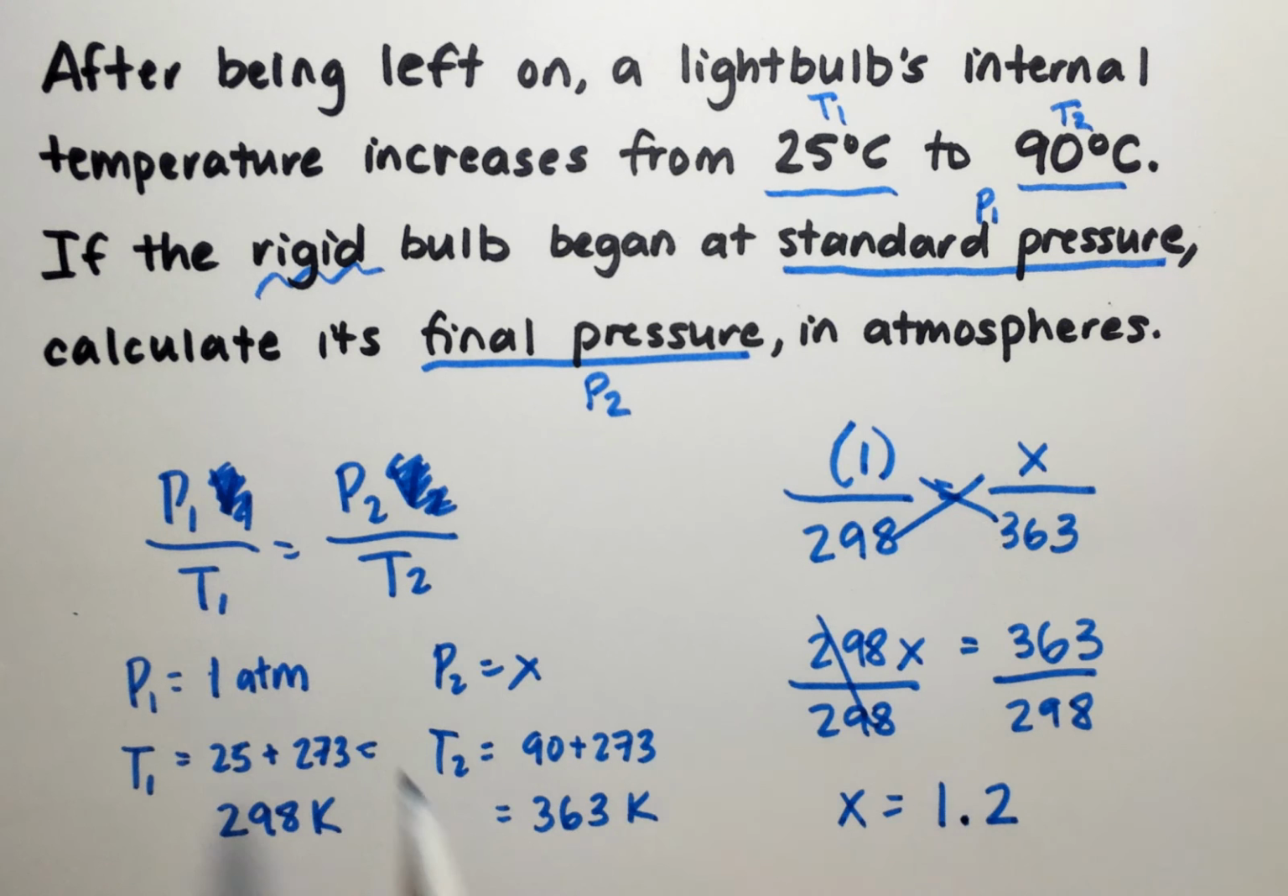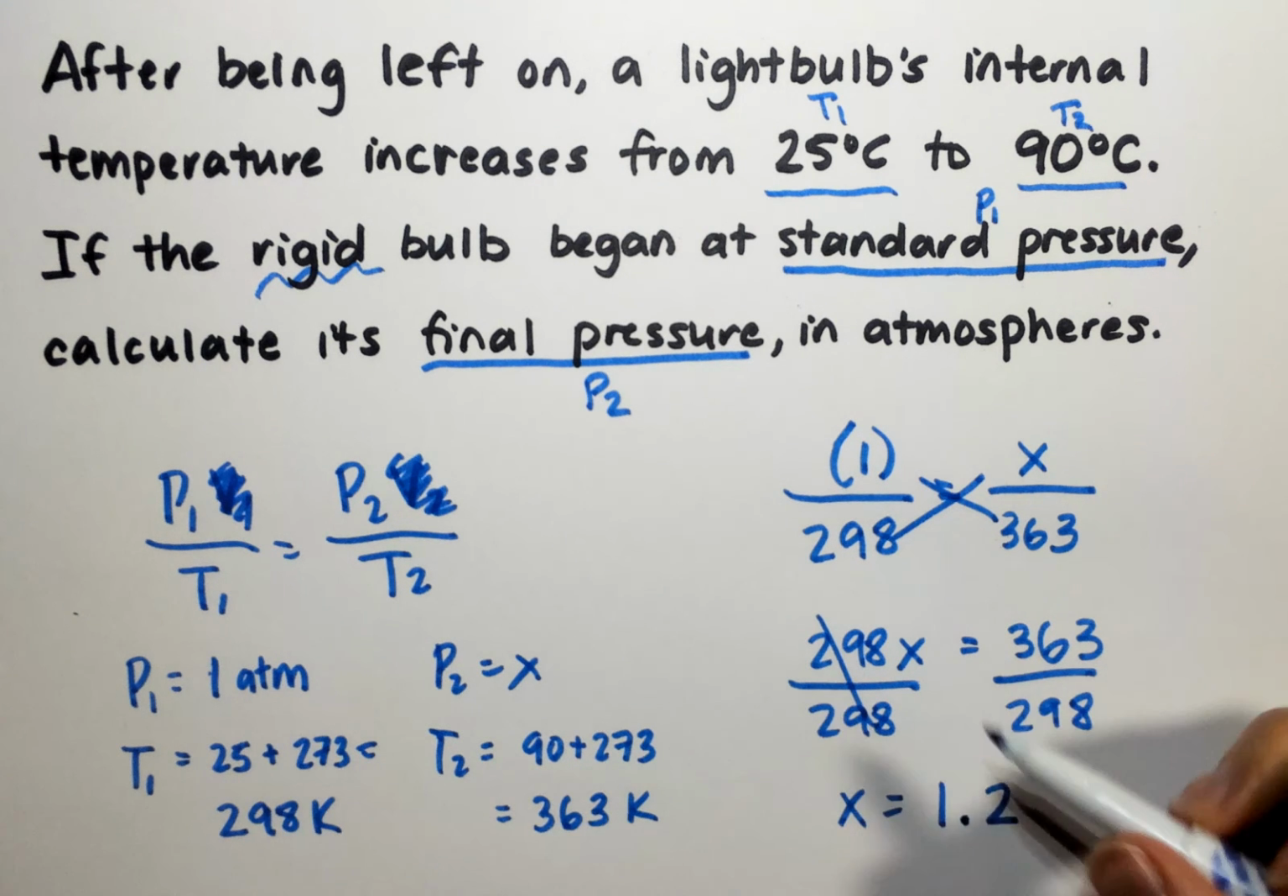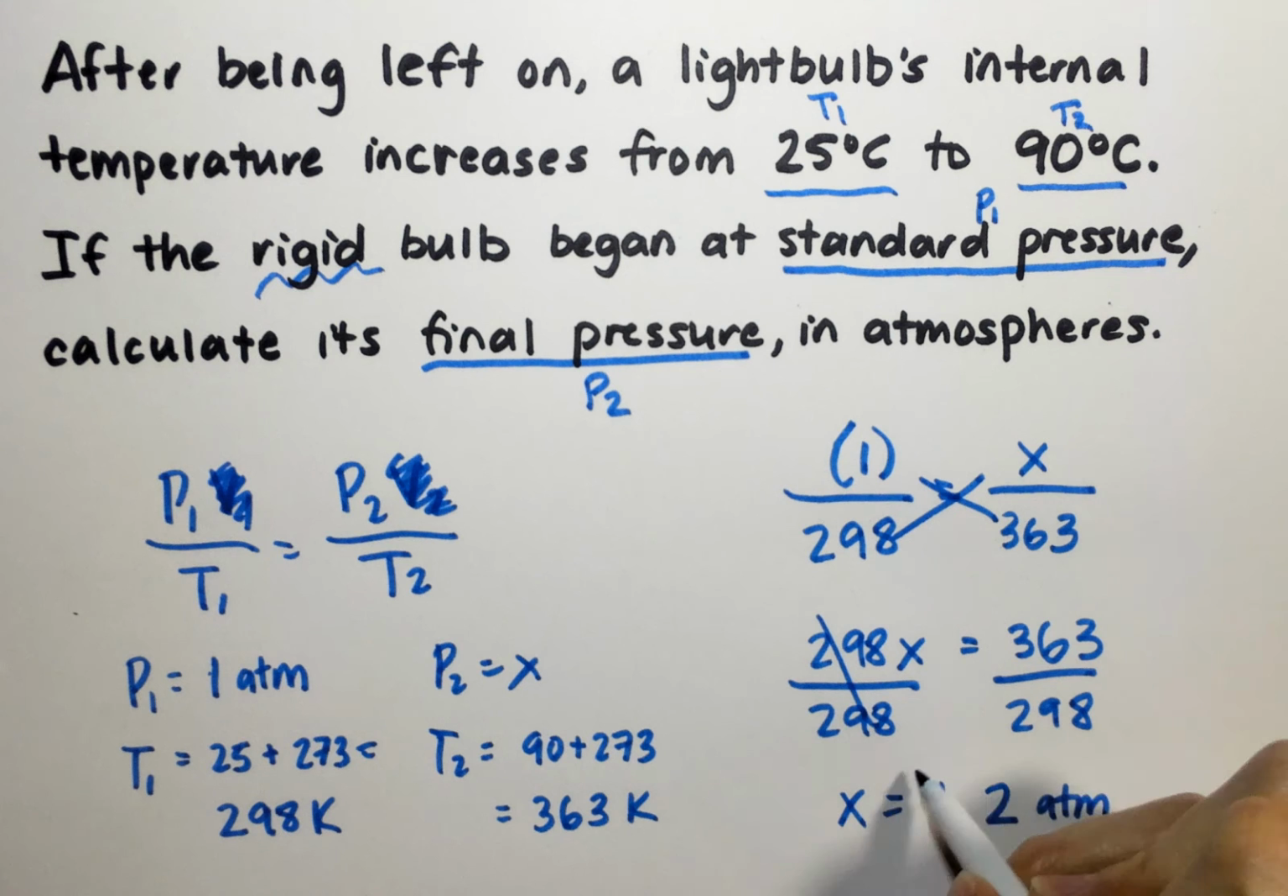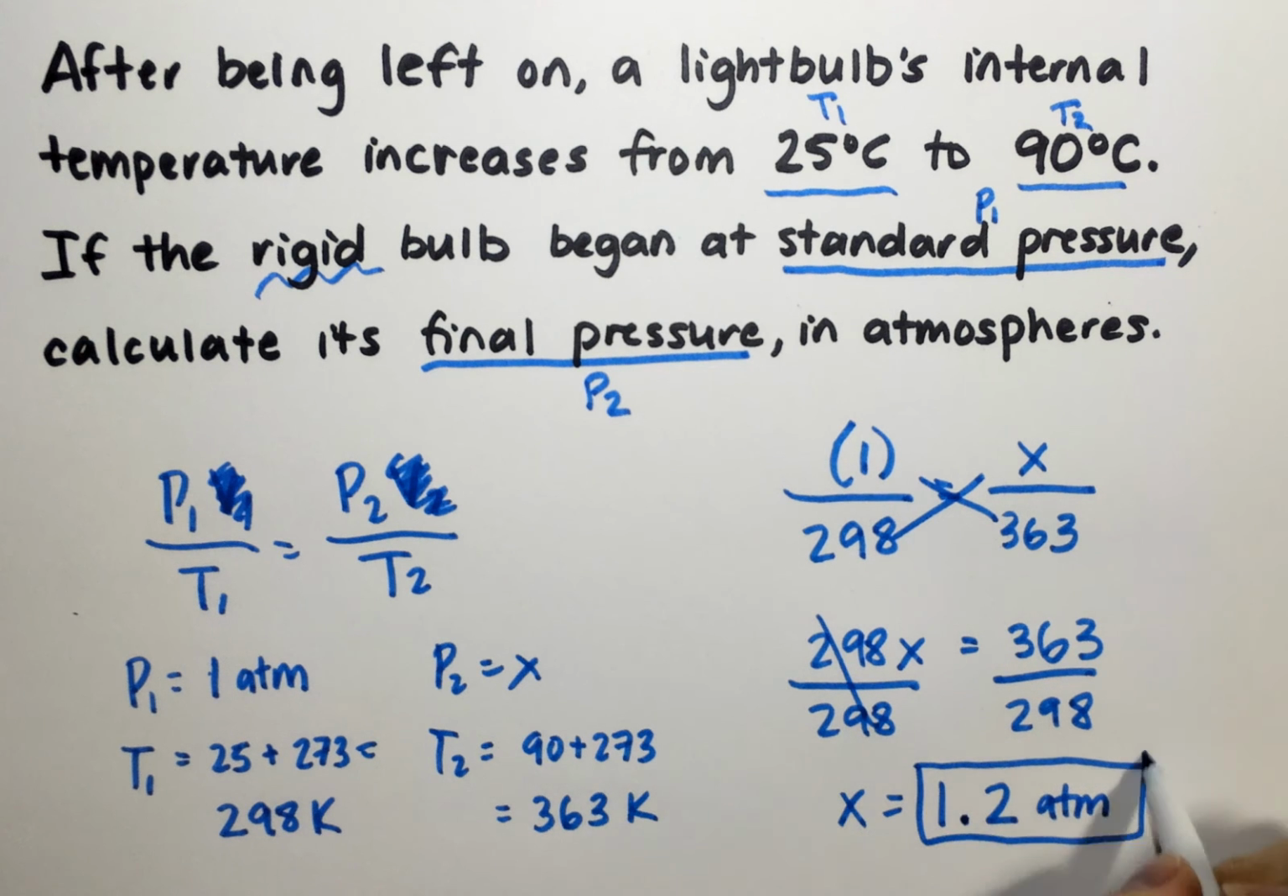1.2-ish. When I need to pick my unit, it told me to pick atmospheres. That matches what I picked for P1, so let's label that as 1.2 atmospheres. The pressure went up when the temperature went up. That checks out for me.